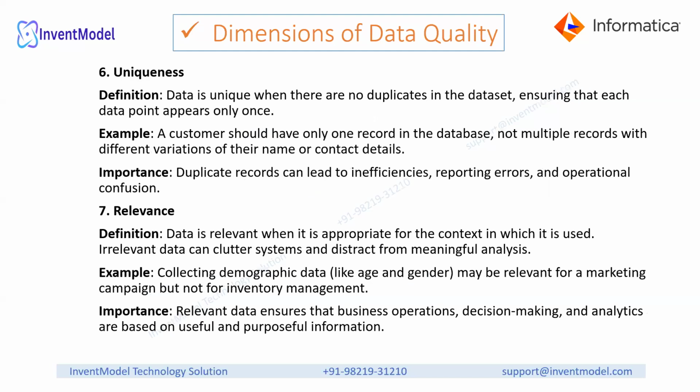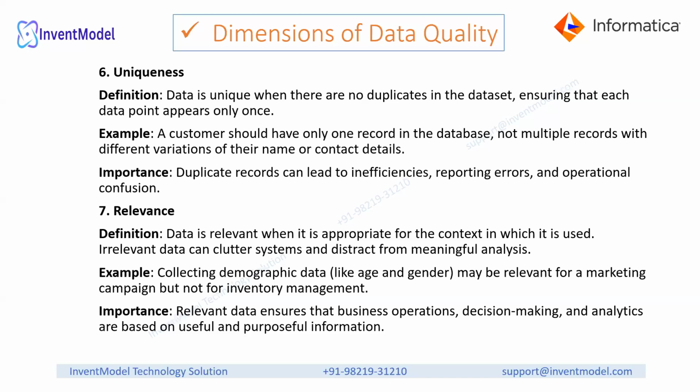The next dimension of data quality is uniqueness. This is very important. Data is unique when there are no duplicates in the data set, ensuring that each data point appears only once. That means each data should have only one occurrence. For this, we use master data management in our real projects to make sure we have only a single copy of data for one customer, for one product, so the data has a unique value, and that unique value is more trusted information. So we can get this dimension through mastering of the data.